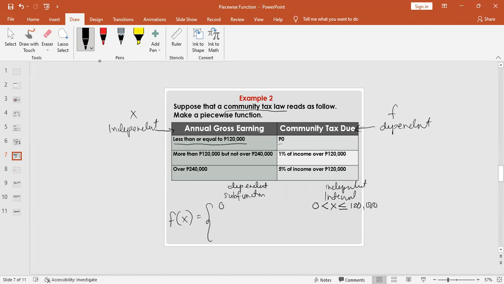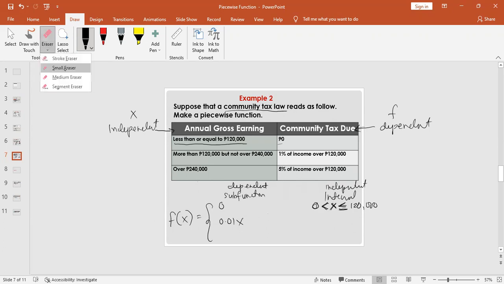Okay. Annual gross earning is greater than 0 but less than or equal to 120,000 pesos. Okay, again, the symbols are open to the right kasi palagi talaga yan dapat ganyan. If we have left and right endpoints. Okay? How about the second subfunction? This is somewhat different from the previous example. Okay? Baka isipin nyo, ilagay nyo lang 1%, 0.01x. Hindi ito kagaya kanina. Okay?